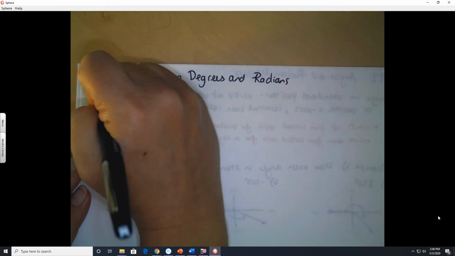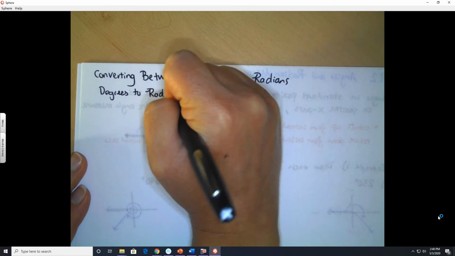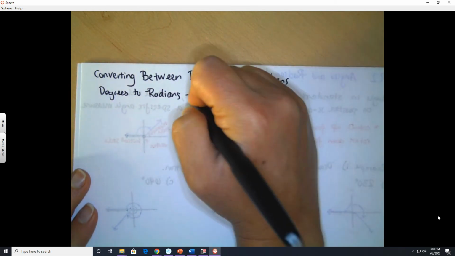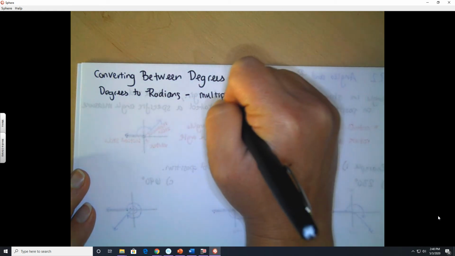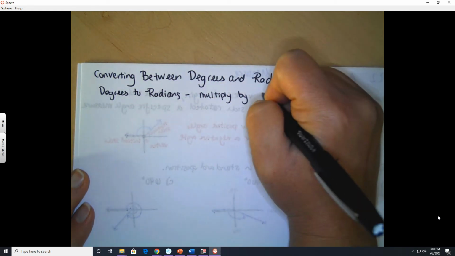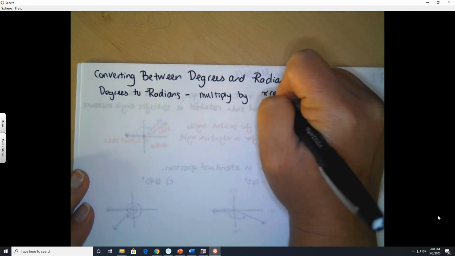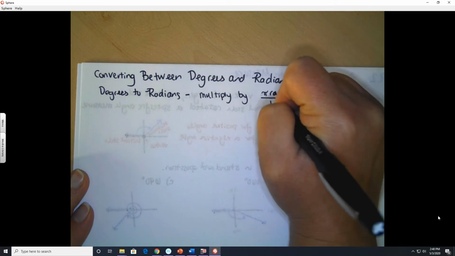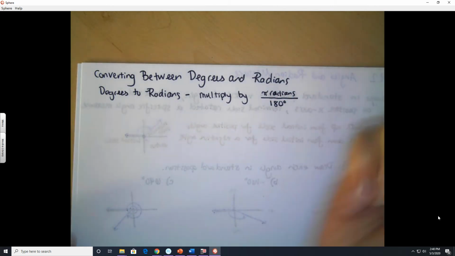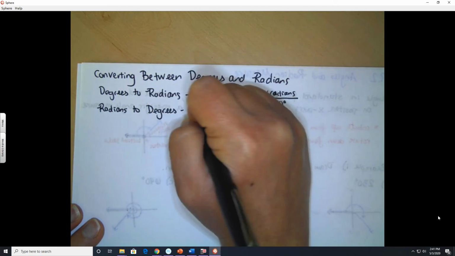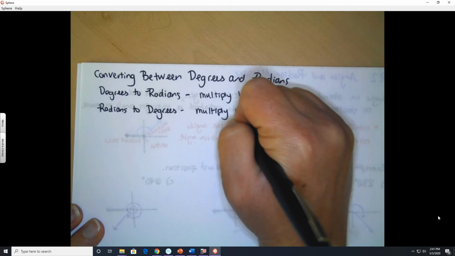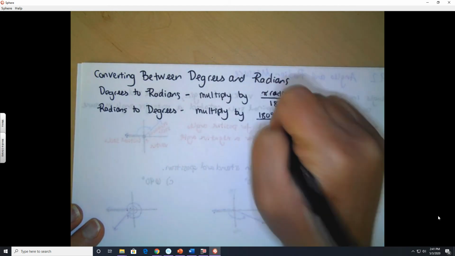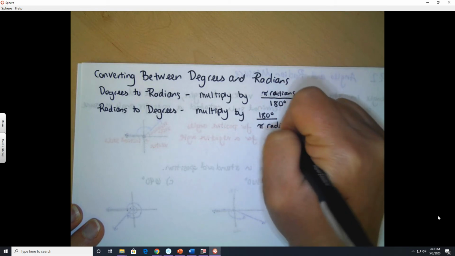So to go from degrees to radians, you're going to multiply by pi radians over 180 degrees. And if we want to go from radians to degrees, we're going to multiply by the reciprocal of that, 180 degrees over pi radians.